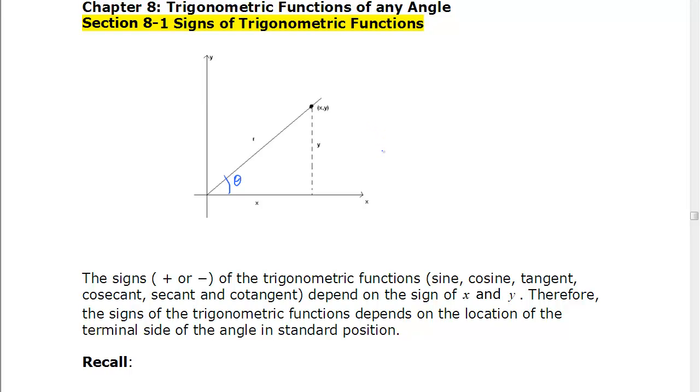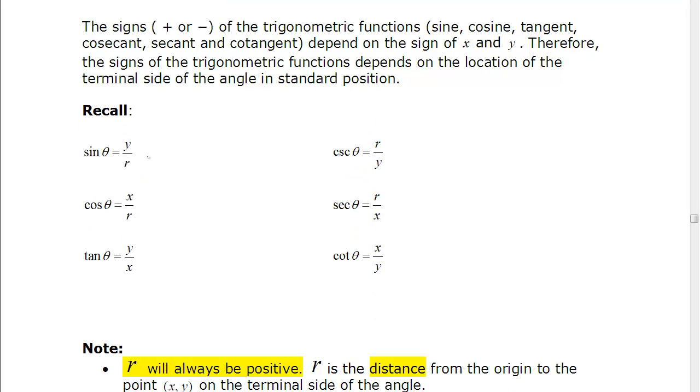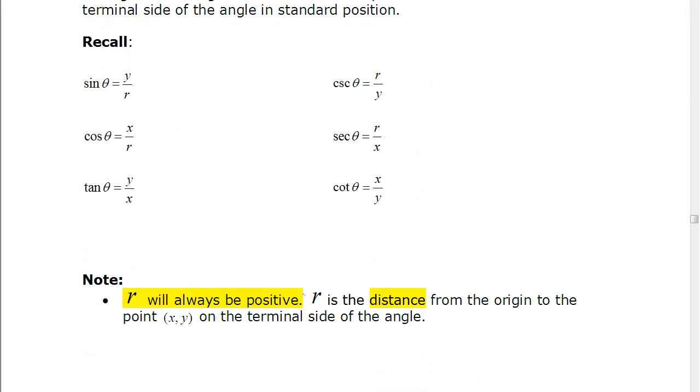So right now we've only seen positive values, because in quadrant 1 x and y are both positive. But as we move to quadrants 2, 3, and 4, the signs of x and y change, so the signs of our trig functions can change as well. So there's a summary of how to write the rules using, instead of opposite over hypotenuse, opposite becomes the y, and hypotenuse is r. R is always positive because it's the distance from the origin to the point x, y.